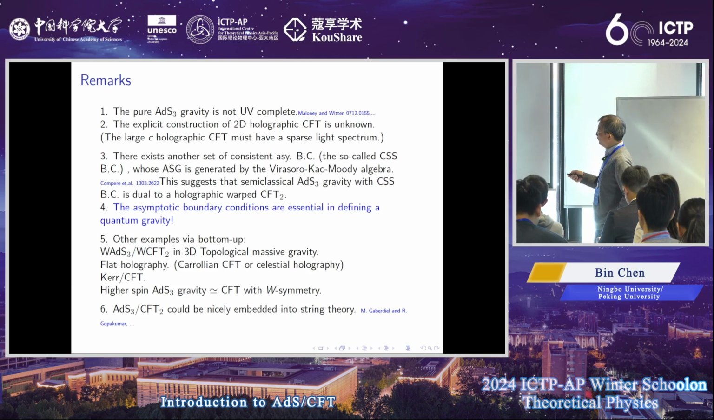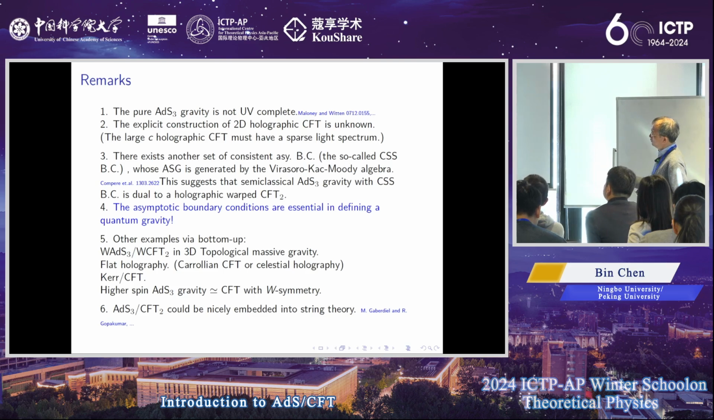And along this line, people realized that this AdS3/CFT2 correspondence could be embedded very nicely into string theory. This is by Matthias Gaberdiel and Rajesh Gopakumar, who have been working on this for many years, and in the past few years they have a very nice proposal on AdS3/CFT2 in string theory. Okay, so any other questions?